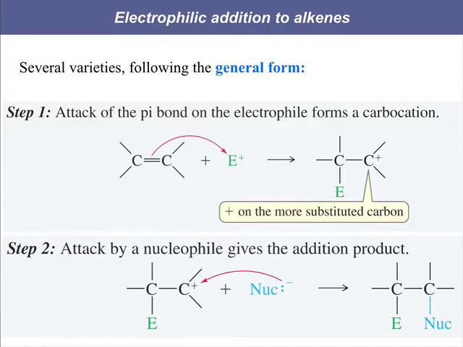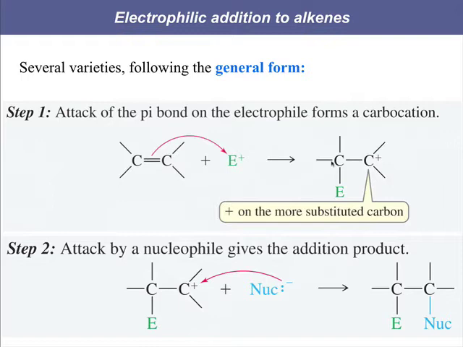We're going to see several varieties of this reaction, and they will follow this general form. The first step in the mechanism is going to involve the pi bond, again, the pi electrons, attacking the electrophile, some highly positively charged. It doesn't have to be fully positively charged. We'll see it could be partially positively charged as well, but some highly electron deficient species, and create a bond using those pi electrons to one of the two carbons involved in the double bond.